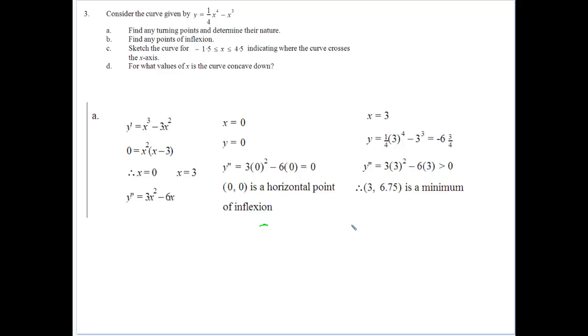So there's our first point there. (0, 0) is a horizontal point of inflection. We get our y value for x equal to 3 at minus 6 3/4, so we get minus 6.75 there, and our second derivative is greater than 0, so it's a minimum. So there's our two turning points.